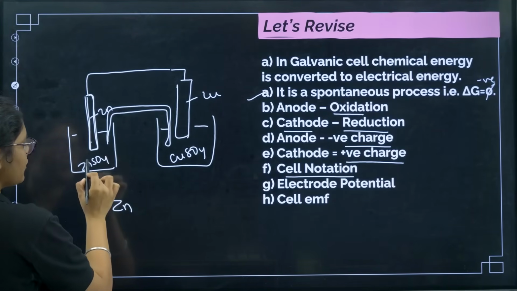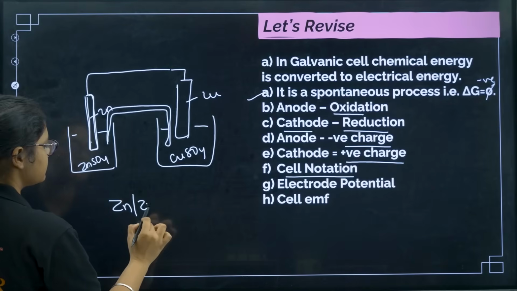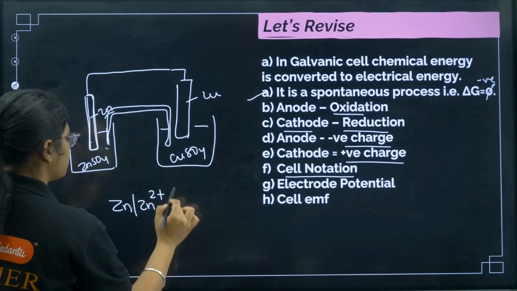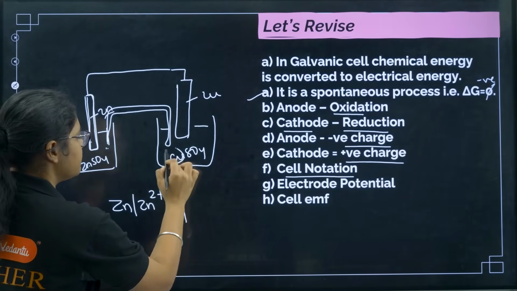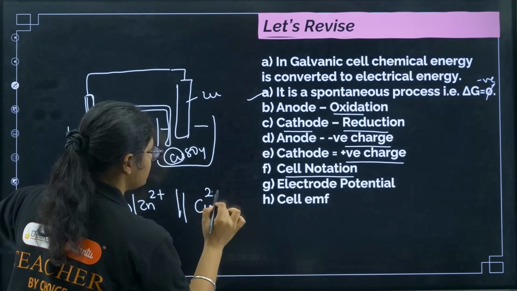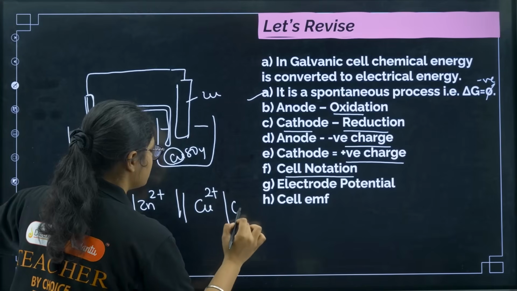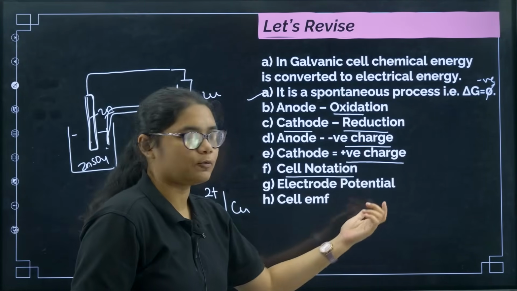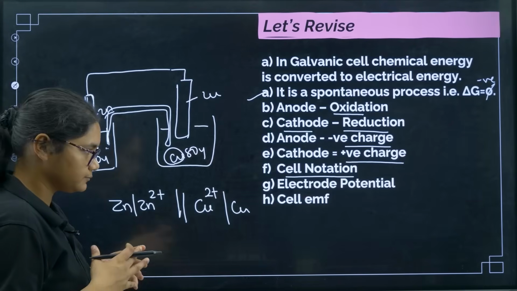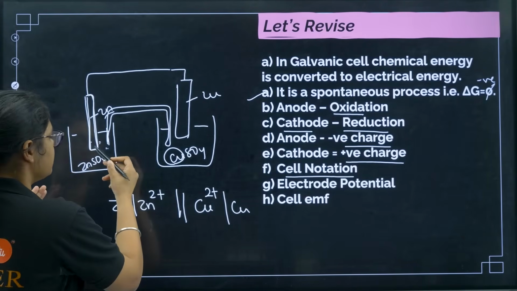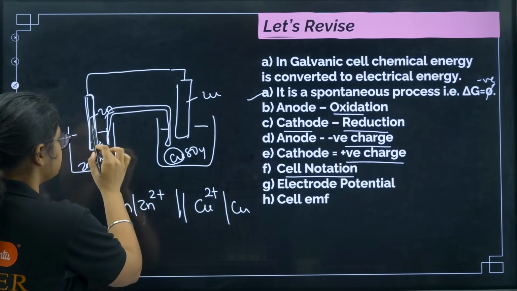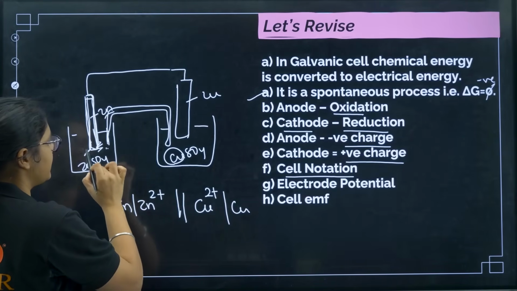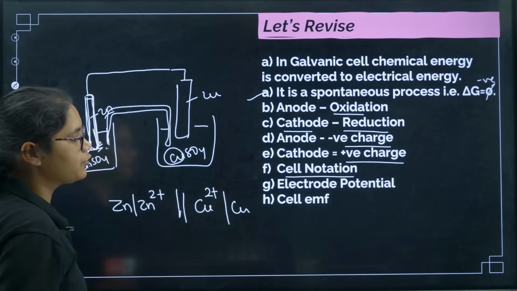Then the zinc rod is in contact with Zn2+. After that, Zn2+ is in contact with the salt bridge. Then here we have the solution Cu2+, and then we have the copper rod. So this is your cell notation. Clear? Next, electrode potential. What is electrode potential? It is the difference between the charge or the potential developed between the electrode and the electrolyte. That is called your electrode potential.